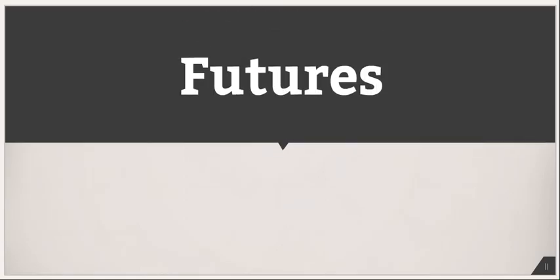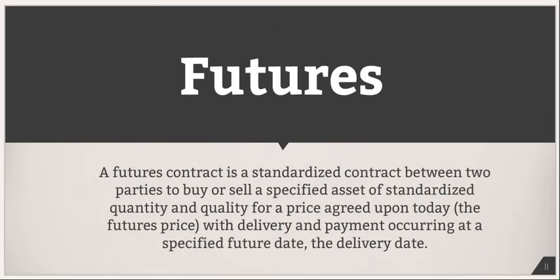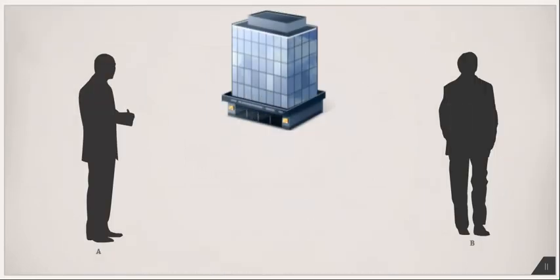Futures. A futures contract is a standardized contract between two parties to buy or sell a specified asset of standardized quantity and quality for a price agreed upon today, the futures price, with delivery and payment occurring at a specified future date, the delivery date. Futures are exchange-traded instruments. One of the advantages of entering into a futures contract over a forward is that the counterparty risk is less. The exchange ensures that the credit risk of both the parties is kept to a minimum.